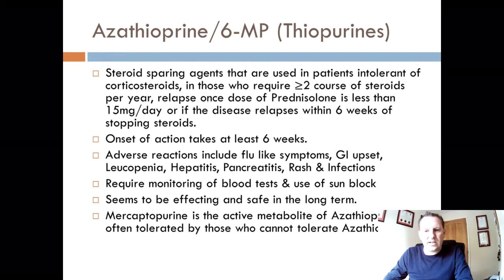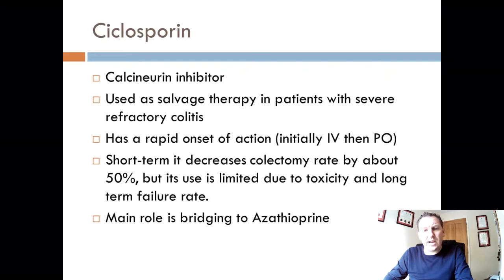Now, mercaptopurine is the active metabolite of azathioprine, and it's often tolerated in those patients who can't tolerate azathioprine. But as we've said, this takes a number of weeks to work, so in those patients who are not getting better with steroids and from their acute flare, we need some other options as well. And cyclosporin is a very old drug, but fits this bill quite well.